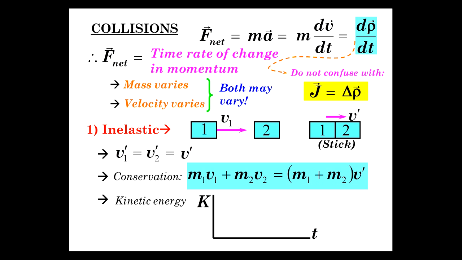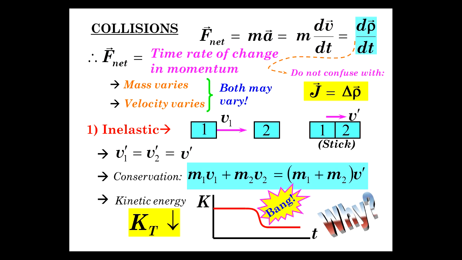Let's consider the kinetic energy. What happens to the kinetic energy? Yes, that's right. The kinetic energy goes down. And there's a really good reason for it. So let's graph it out. There's kinetic energy of object 1 to begin with. We have the collision, and the kinetic energy drops and then continues on.